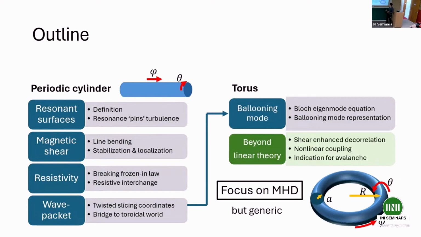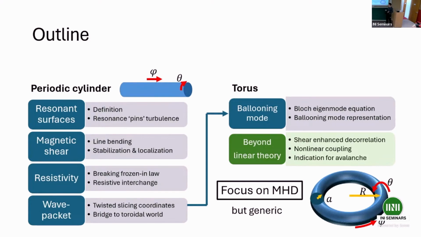And then I will show you how resistivity breaks the frozen-in law and leads to the resistive interchange. As we can see, the resistivity will restore the plasma instability. However, even though the plasma mode can continue growing due to the resistivity, it's still very localized. So it's good if we look at the wave packet of these localized modes, which has a much broader mode structure. So this brings us to the quasi-mode.